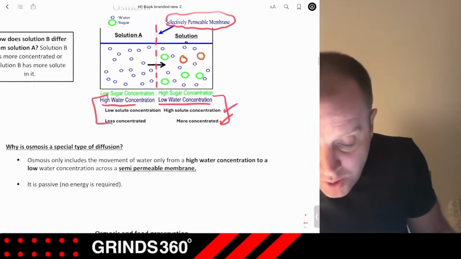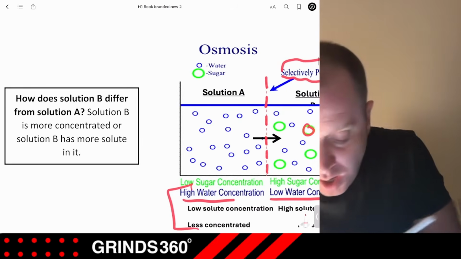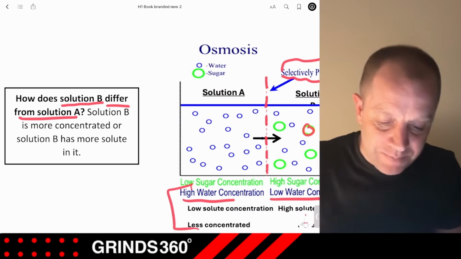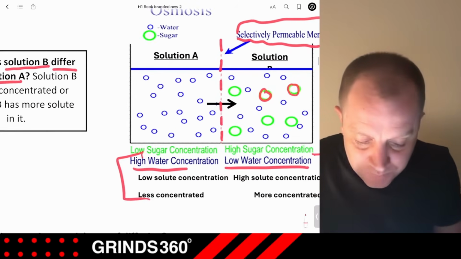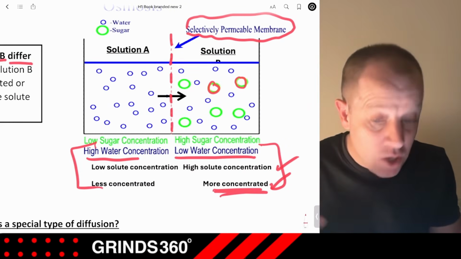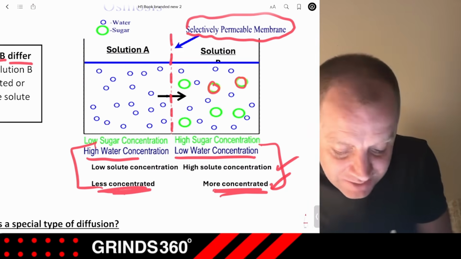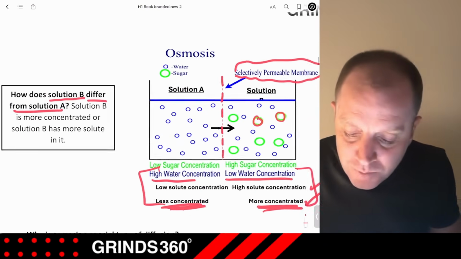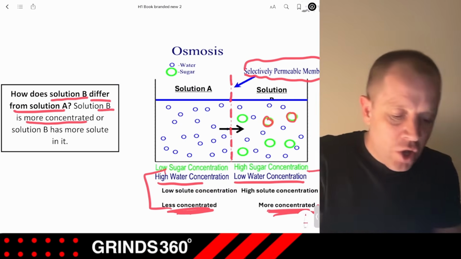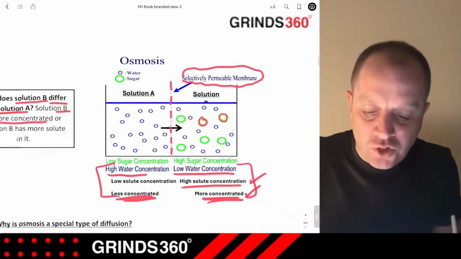Now, here is a question. How does solution B differ from solution A? Solution B is more concentrated. That's how you describe that. Or solution A is less concentrated. So solution B is more concentrated, or you could say it's got more solute in it.